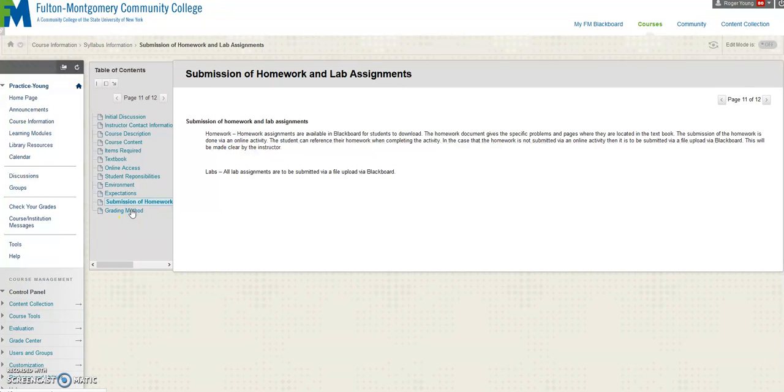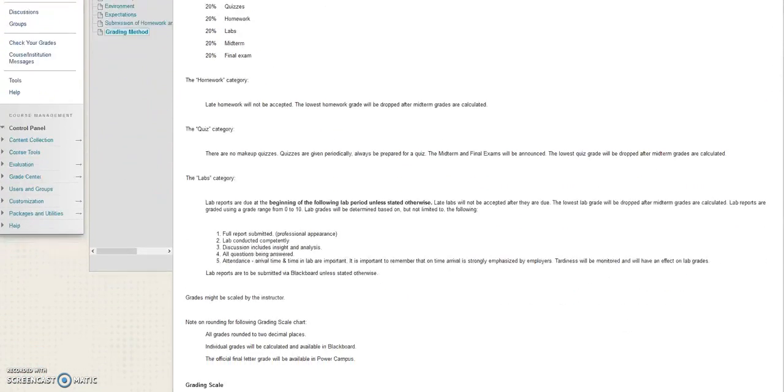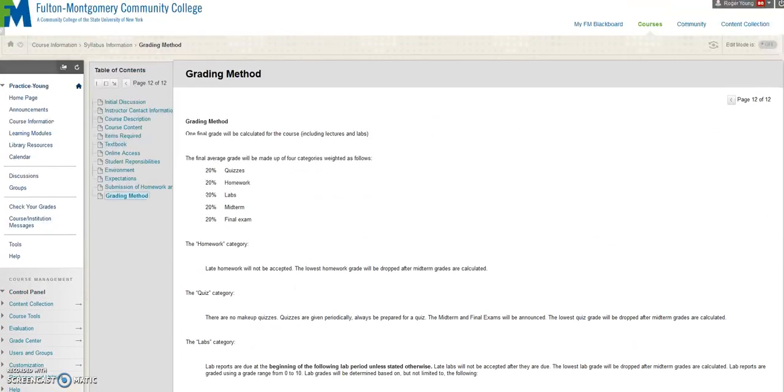And I also took the section on grading and placed it here as well. So this all came out of the syllabus. It gives the grading scale, basically everything right here. So that is the part about the syllabus.